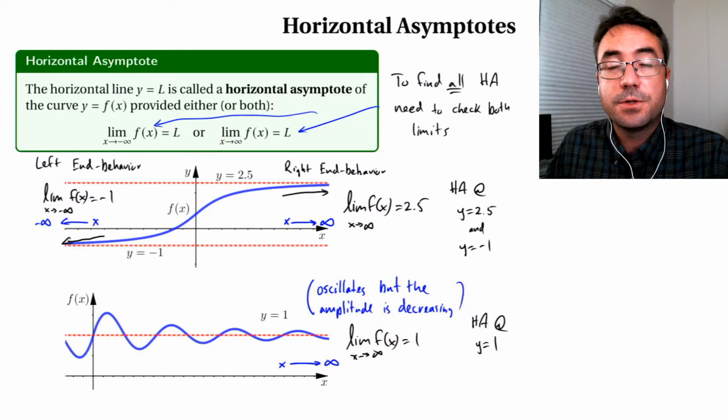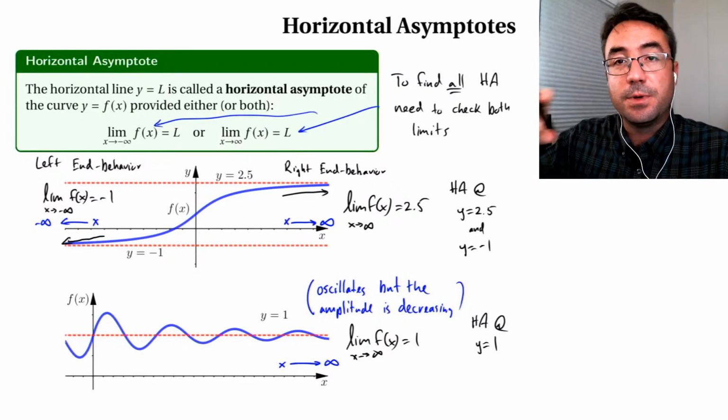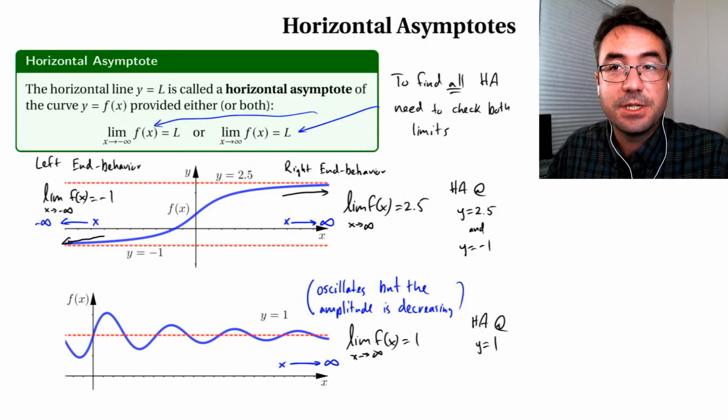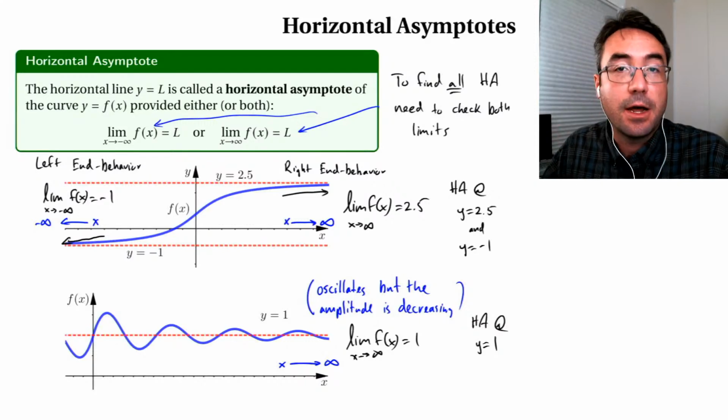of a function. And those are the only 2 ways we can have these types of asymptotes, with the right end and the left end behavior. So at most, a function can have 2 horizontal asymptotes. Might only have 1, might have none.